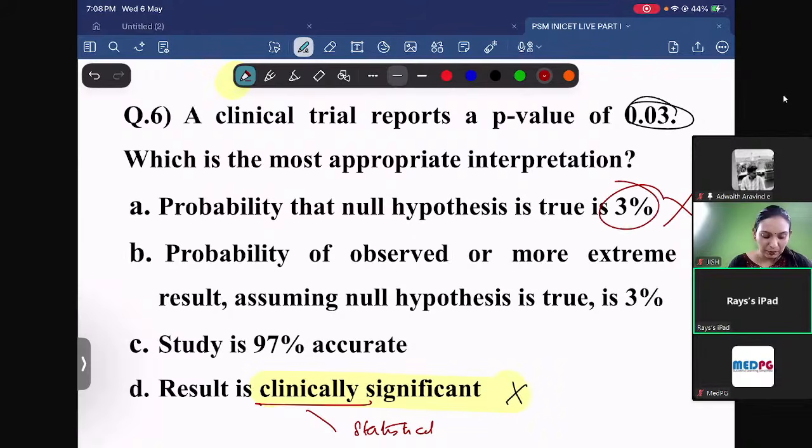Study is 97% accurate is also wrong. It doesn't say that. If the p-value is 0.03, it doesn't mean that the study is 97% accurate and 3% inaccurate. No, that is also a wrong interpretation. Option B is the correct answer here.